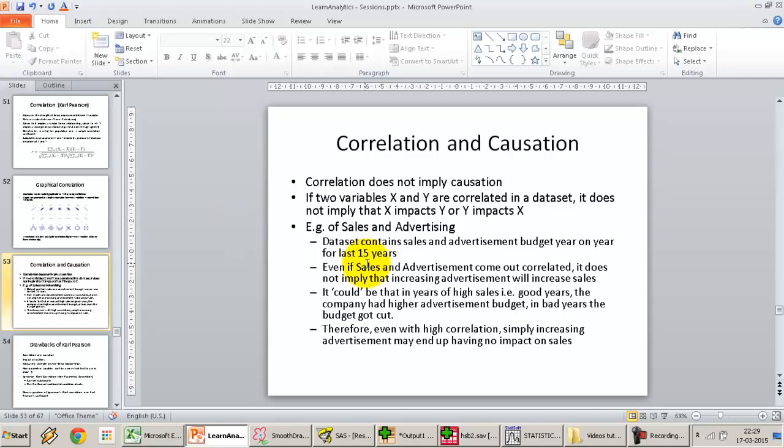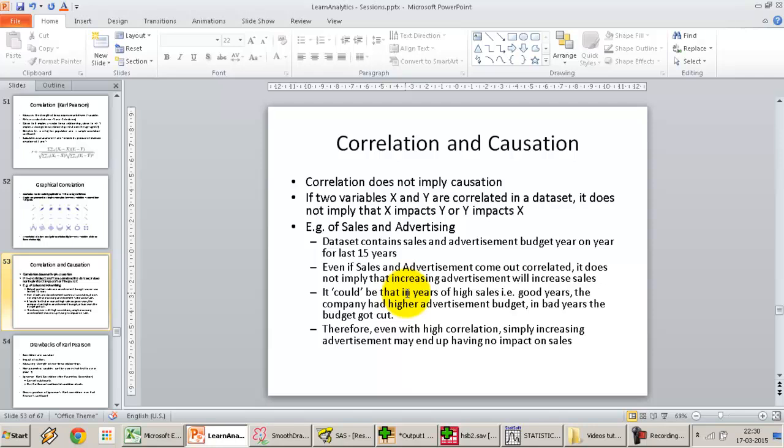Now, the reason why they are coming out correlated could be that in years of high sales, when the company is making lots of sales, it has lots of money on its hand. Therefore, it funds a higher advertisement budget. In a downturn, when the economy goes down, the sales of the company go down. As a consequence, the company starts cutting the advertisement budget. So when I plot this on a scatter diagram, you would see high sales, high advertisements, low sales, low advertisements. Ergo, if I want high sales, why don't I have a high advertisement budget? It won't work that way.